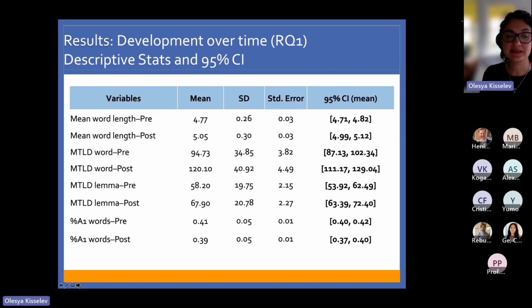So when we're looking at these metrics, even just looking descriptively at the confidence interval means, we see that all of these indices show that they change over time, right? So even when we mush all the different levels together, as a group, our learners of Russian develop over the 8-week period.